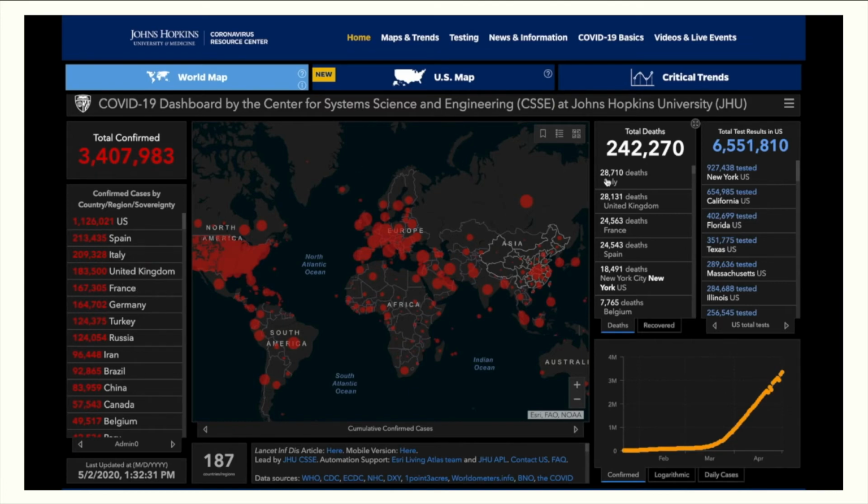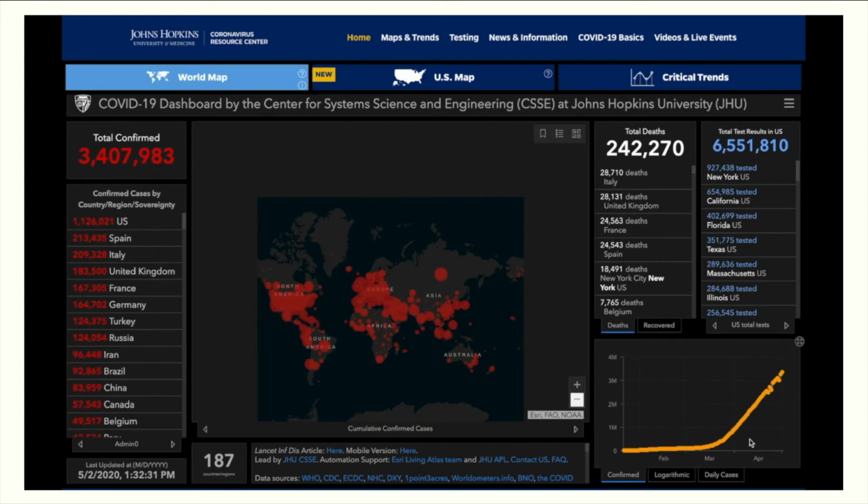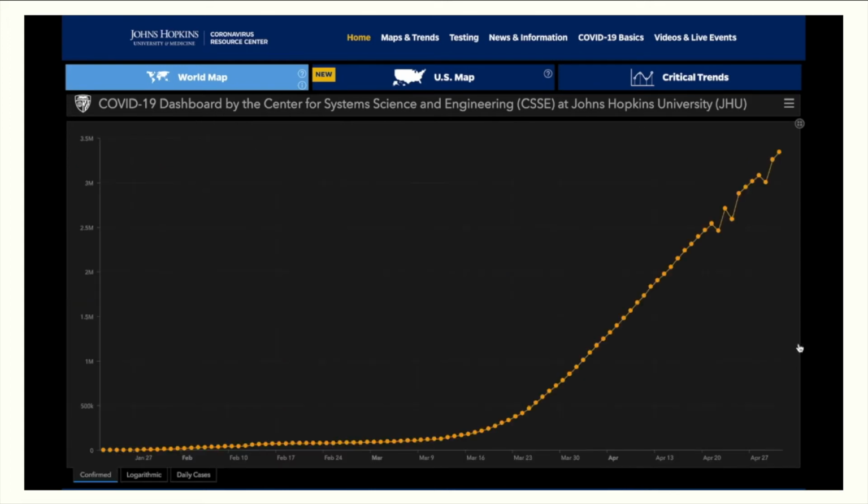And then over here at the right hand side, we can see that Italy is the leading country that has the most deaths at 28,710, followed by the UK, and then France, and then Spain. And if we go over here at the right bottom side, this shows us a graph. So let me blow this up.